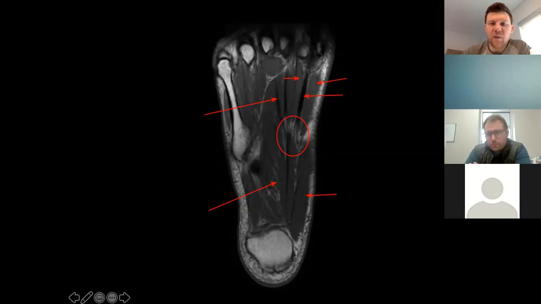And then up top here, you might be able to see some fibers that are running a little bit in a transverse direction. What do you think those would be? Your adductor hallucis transverse part. Okay, good. And then maybe something all the way out here. What would you call that one?